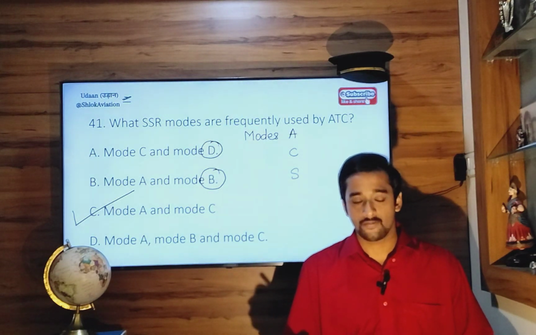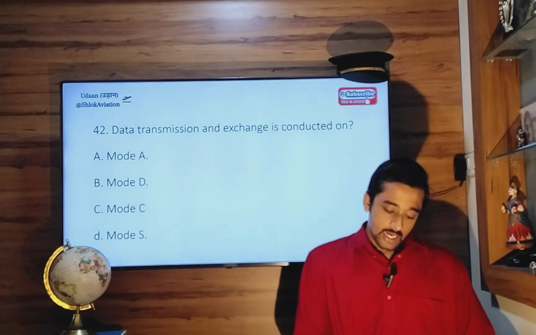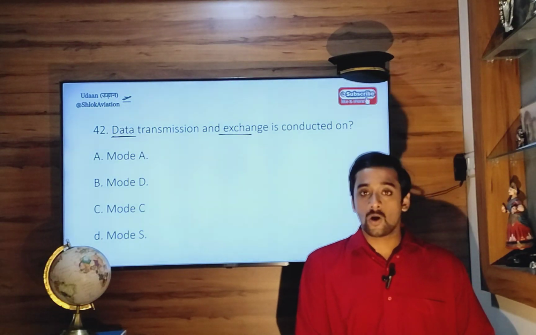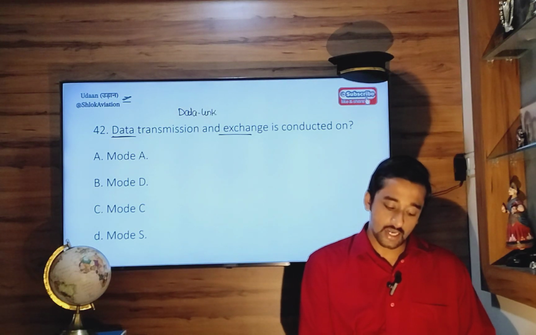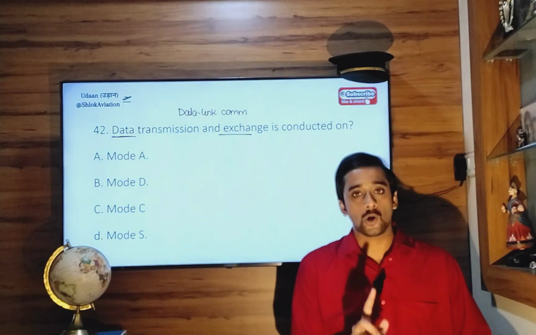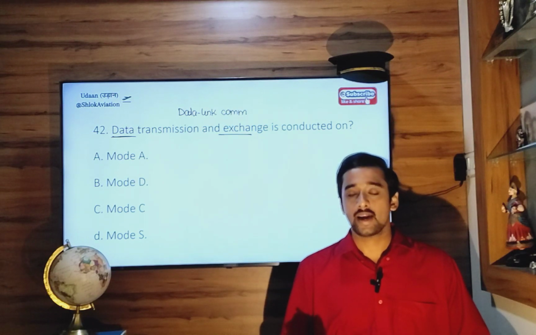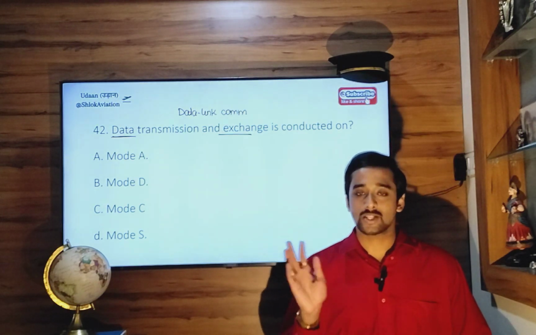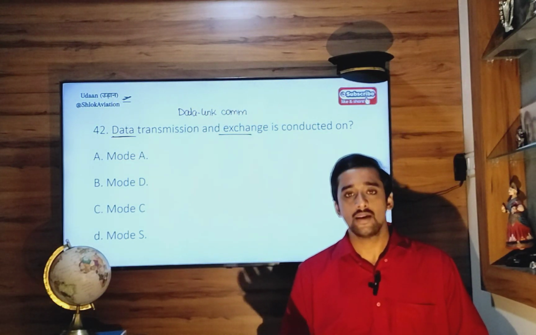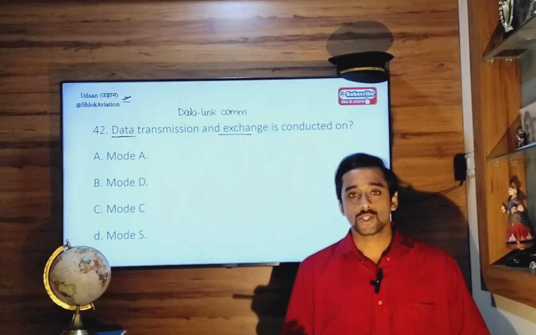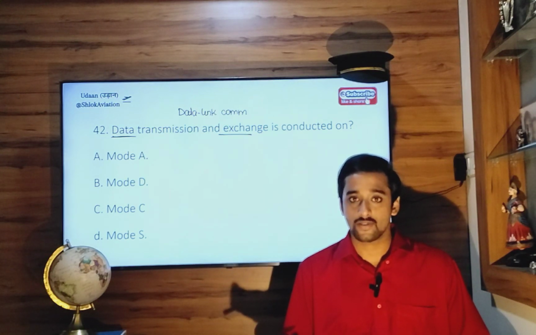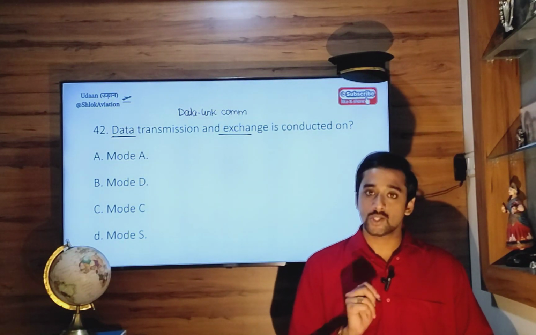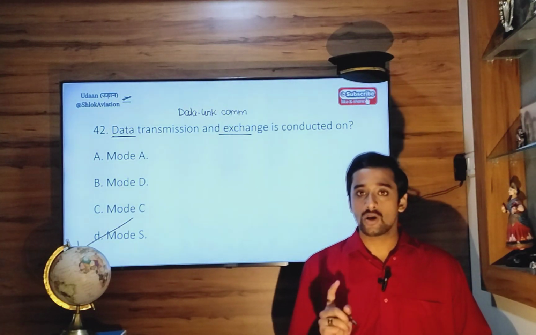Alpha, Charlie, and Sierra. Next, data transmission and exchange is conducted on what mode? Here they are talking about data link communication that happens between the transponder and the ATC system automatically. All the relevant aircraft information, such as aircraft identification and flight level, is sent from the transponder of the aircraft to the ATC system automatically without the pilot having to report anything. So this relieves pilot workload and ATC workload, and decreases RT communication traffic. So data transmission and exchange happens automatically on mode Sierra, mode S.